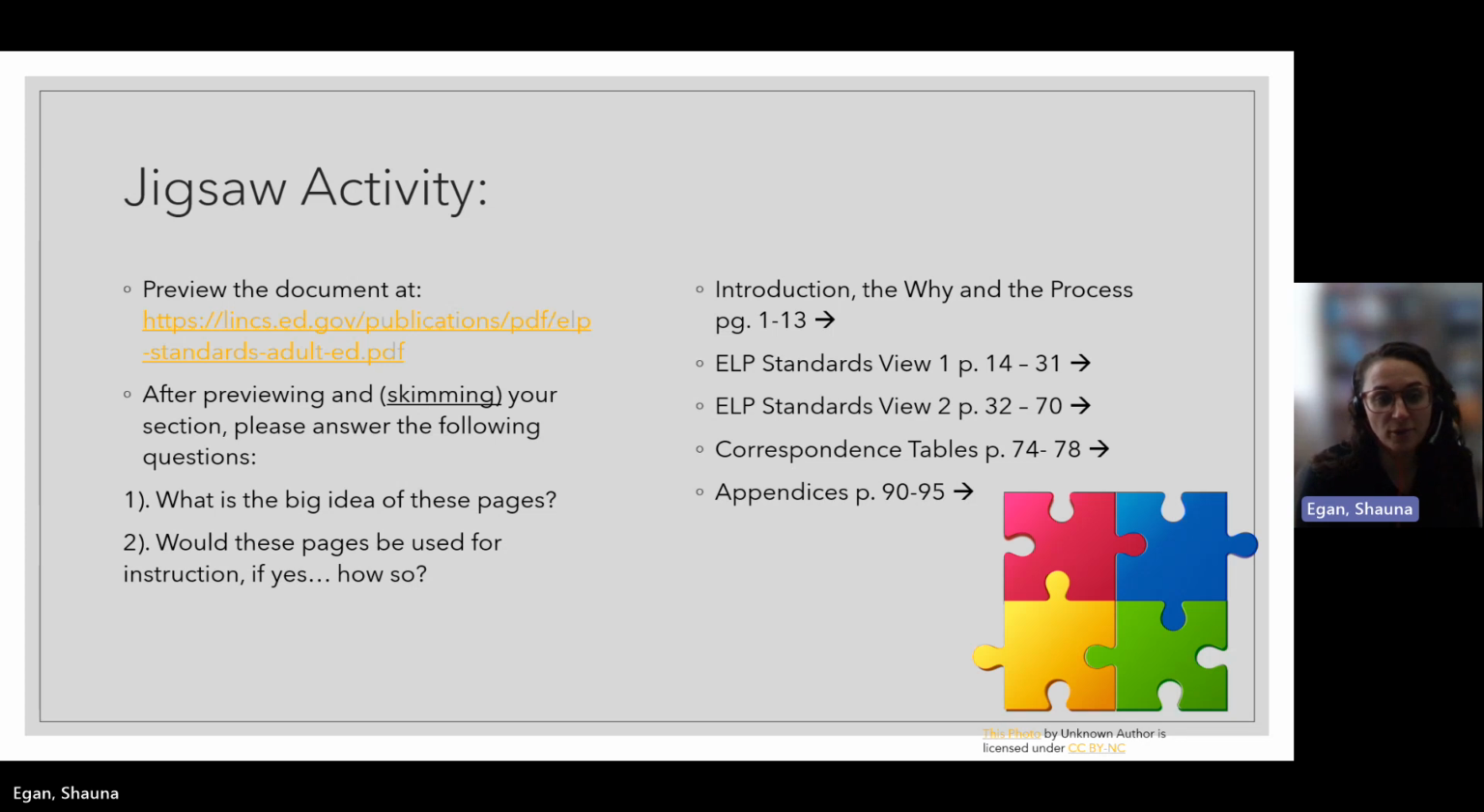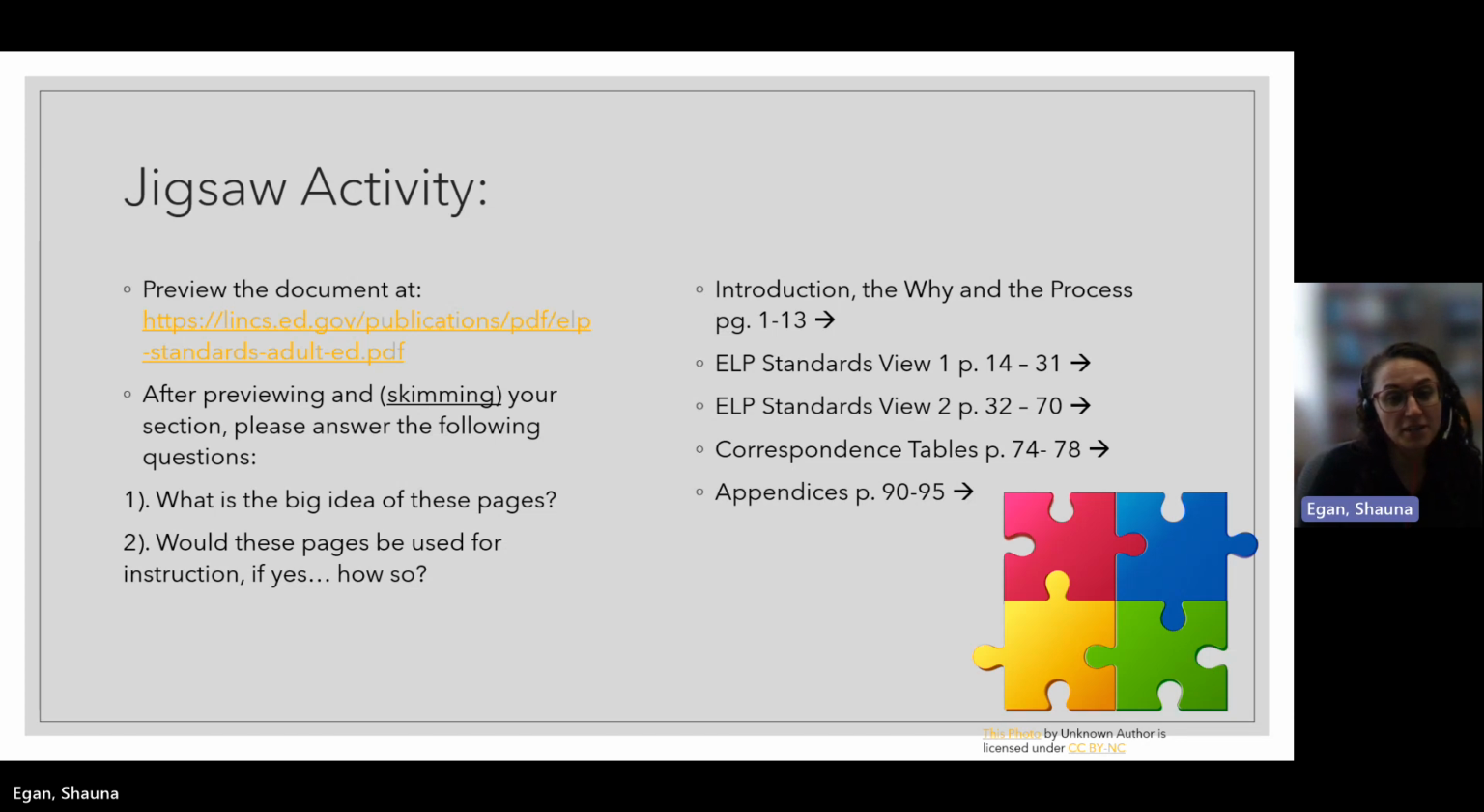So to start off, we're going to go ahead and do a quick activity to familiarize ourselves with the standards. In the whole group session, this was divided among participants and each person took a section. For the asynchronous Edpuzzle version, we're going to go ahead and break it up and go through each section. As you are going through the sections and skimming, you don't need to read the entire 95-page document.